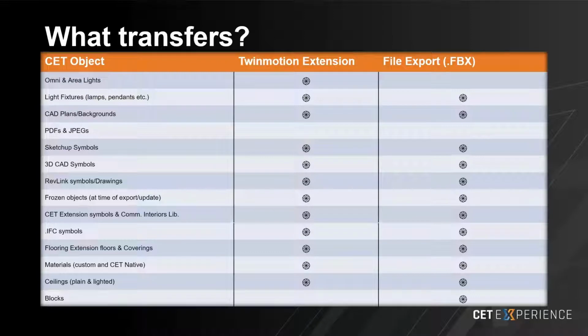All right, so what actually transfers? The short answer is pretty much everything. However, there are some exceptions and differences between the export methods. For example, PDFs and JPEGs do not transfer regardless of the export method. And active lighting, which would be like Omni lights, area lights, and things like that, they do transfer in the Twinmotion extension, but not in the file export or that FBX export method.